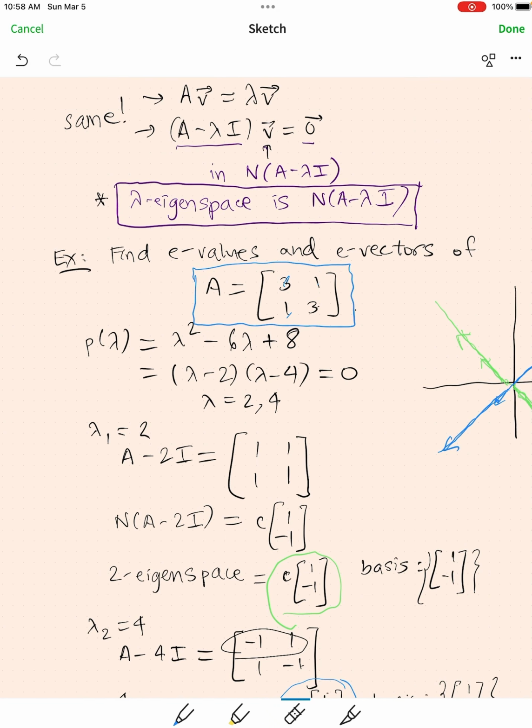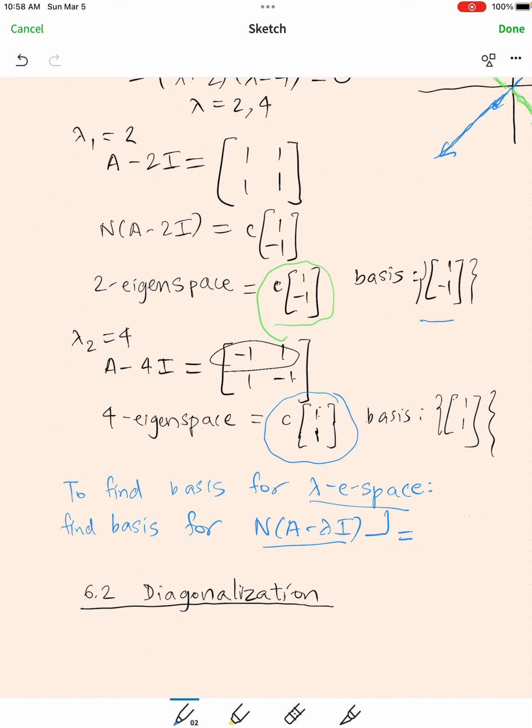So for the eigenvalue 2, we just found a basis for the null space of A minus 2I. We got this vector. And so the null space is one-dimensional, so it's just spanned by that one vector. For the other eigenvalue, you do the same thing. We found this basis, and so the 4 eigenspace ended up being scalar multiples of another vector.